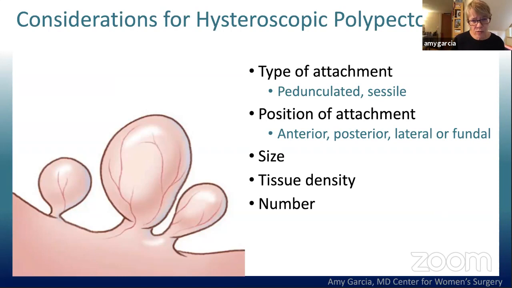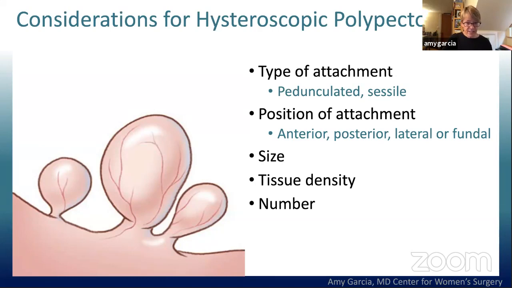So some considerations for polypectomy outside of the hysteroscope. These are really the morphologic characteristics of the polyp that you need to keep in mind as you're approaching how to remove this tissue. So the type of attachment will make a difference. If it's sessile, it's going to be much more difficult than something that's pedunculated. The location within the uterine cavity also makes a difference in how you approach the tissue and how difficult it is to remove. The larger the polyp is, the more difficult it is to remove, or it takes a longer period of time to get it out.